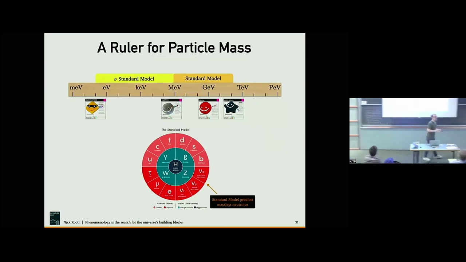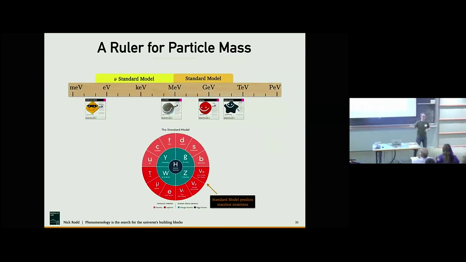A question you can ask is, well, why are the neutrinos so much lighter than everything else? The answer is we have no idea. And this is a really active area of research to try and understand what is causing the scale separation between these two things. It's a very, very interesting question, but we truthfully don't know the answer.